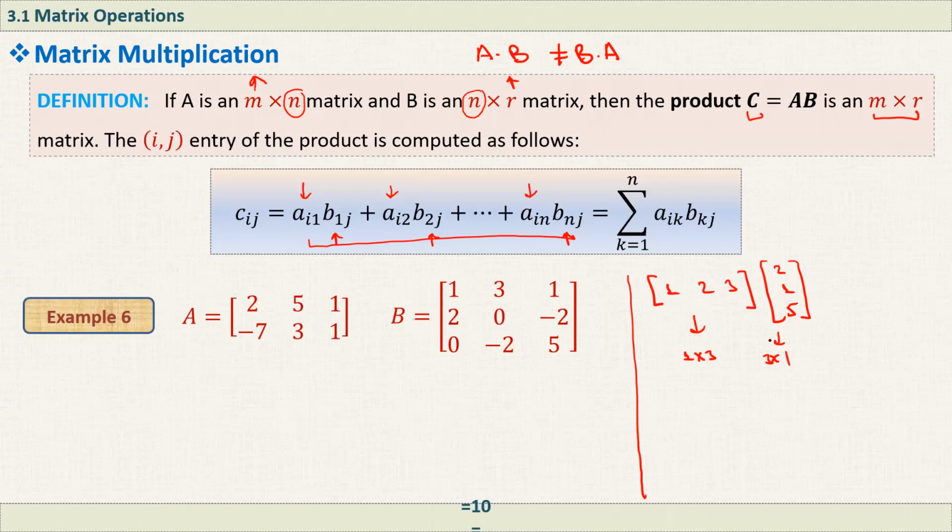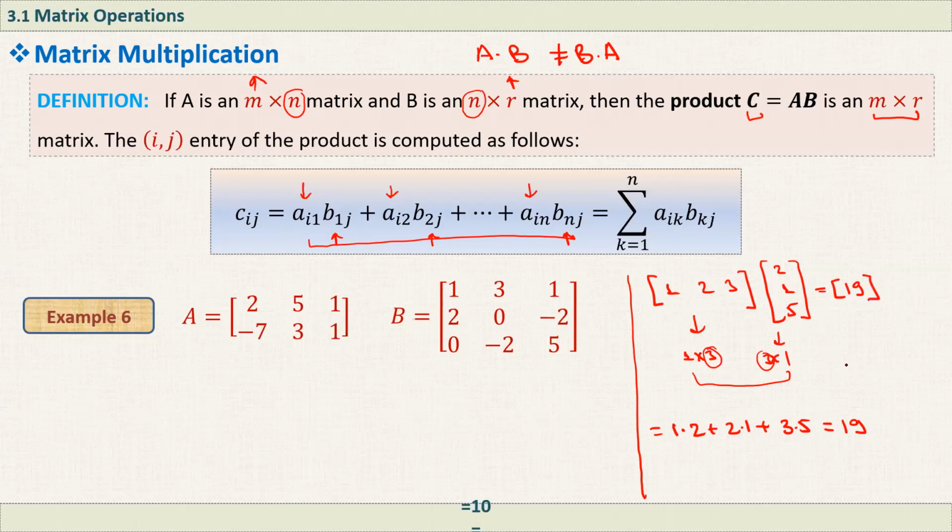Multiplying a row matrix by a column matrix: as you see here, the 3 and 3 are equal, and the resulting matrix will be of size 1 by 1. How do you multiply this? To multiply a row matrix by a column matrix, just multiply the first entry by the first entry, that is 1 times 2, the second entry by the second entry, 2 times 1, and the third entry by the third entry, 3 times 5. That is 2, plus 2 is 4, plus 15, which equals 19. So the resulting matrix here will be 19.